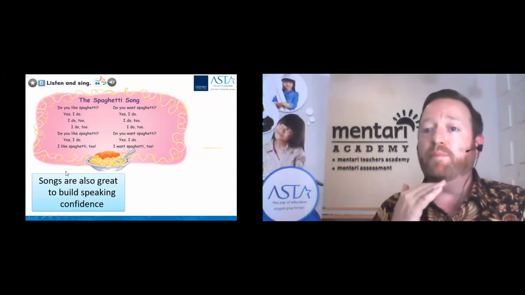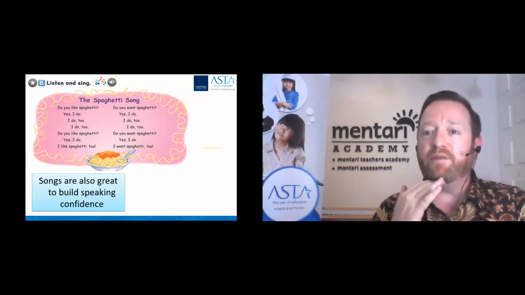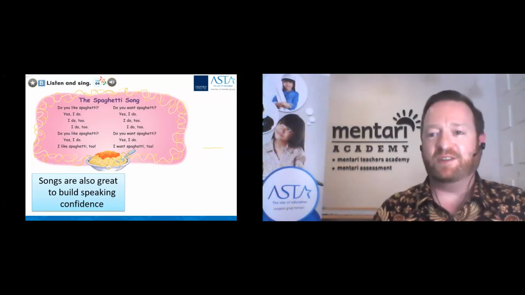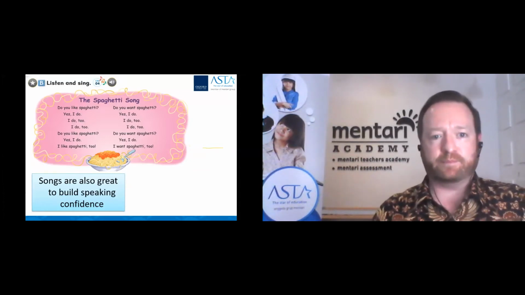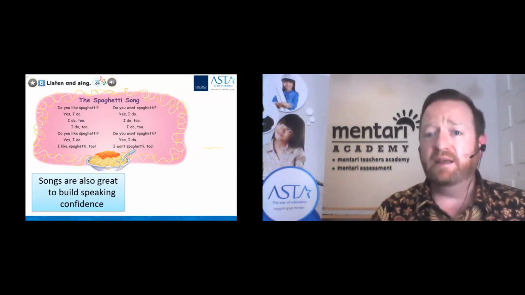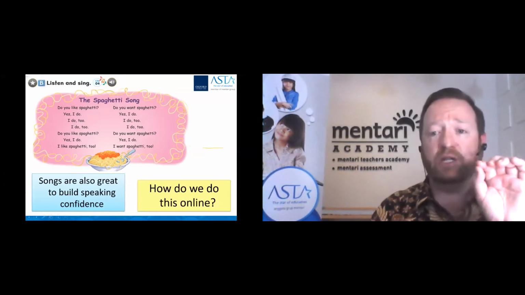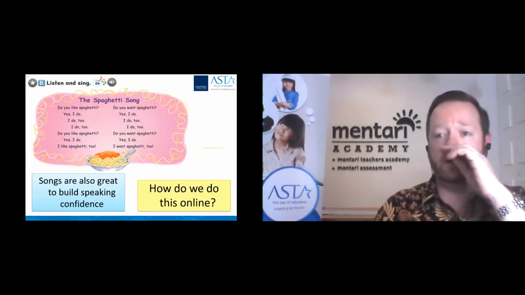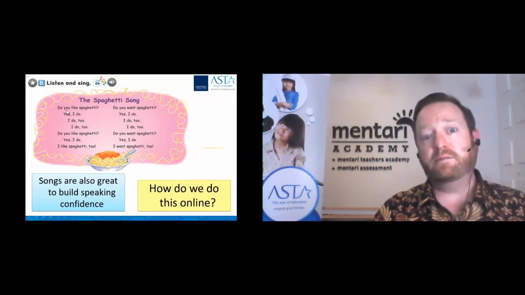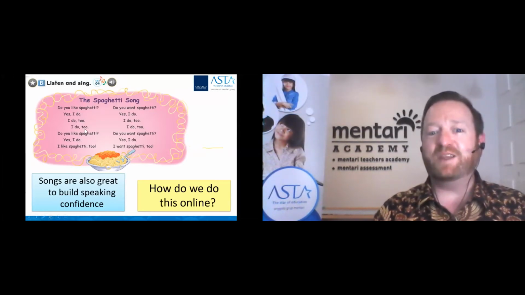Also for lower primary especially, we have a lot of songs, and lower primary students usually enjoy singing songs. So here, again, this is quite simple. We can play the song, we can show the words, and we can have students read along with the song.